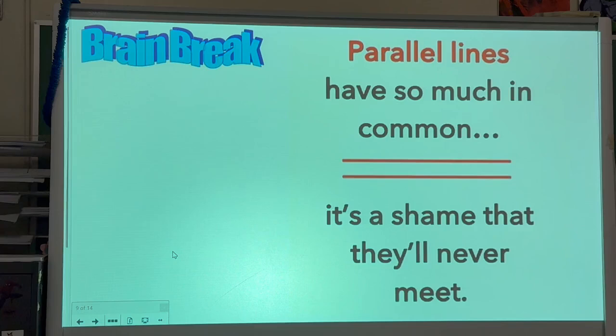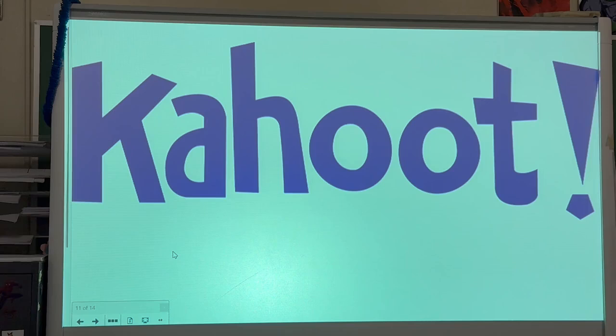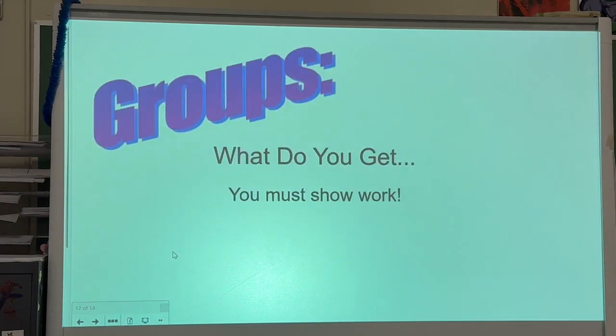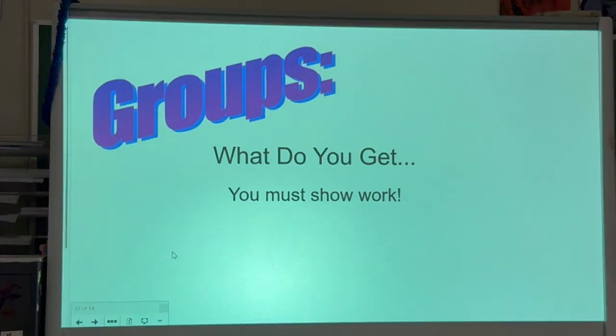Heartbreaking. Not as heartbreaking as you spending about the next 15 minutes on your group work. Once you're done with that, you do have a Kahoot. You can work with a partner if you choose. Put both your names in so I know it's from you. Group work. What do you get? And yes, you have to show the work. You can't just say, there it is. Gotta actually show the work.